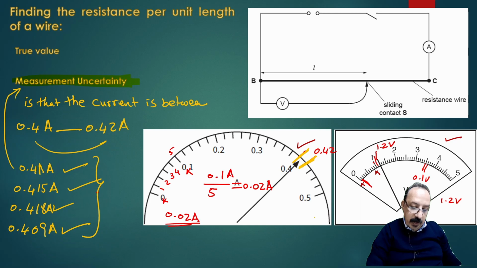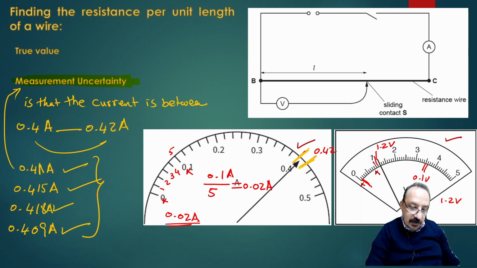Okay, we cannot say exactly where it is. So we need to guess a value between 0.4 and 0.42. Anything between them is correct.